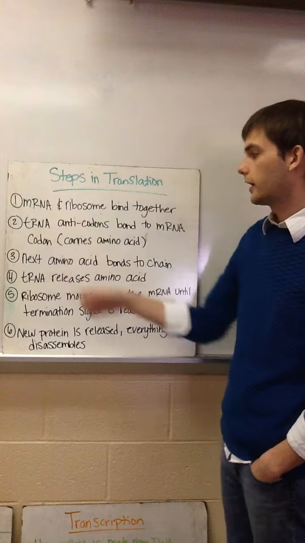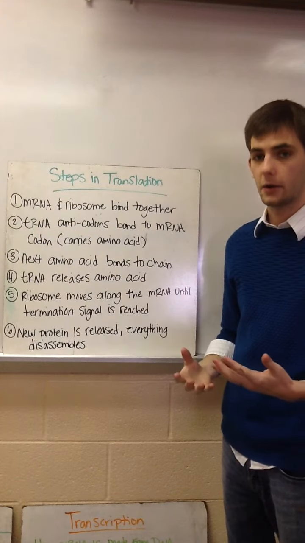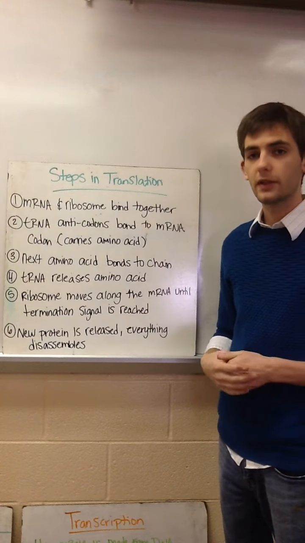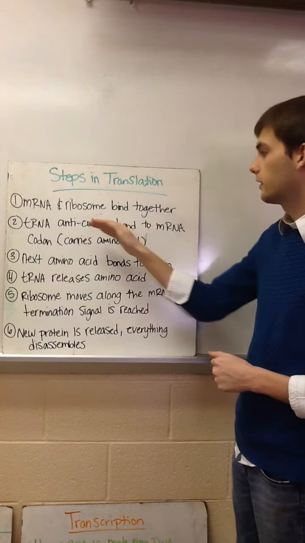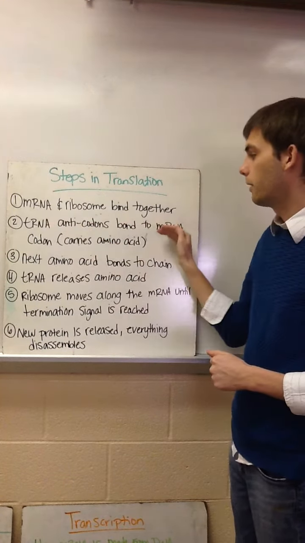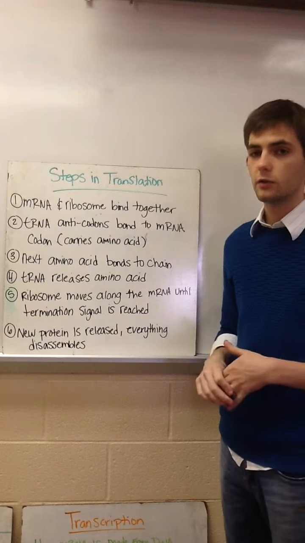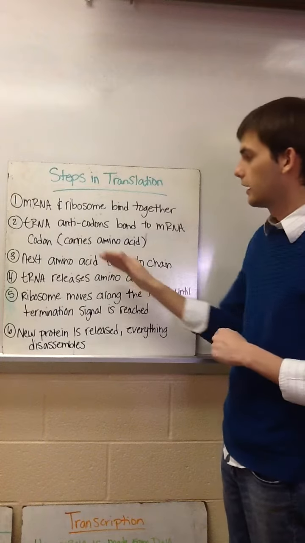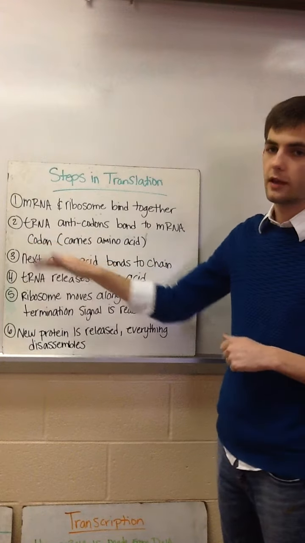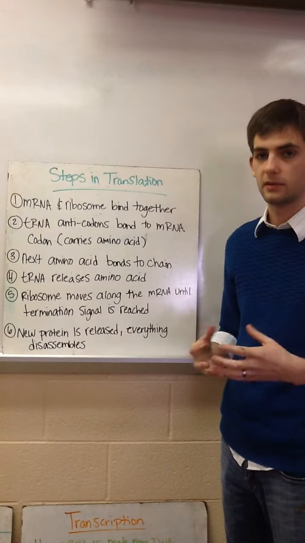The tRNA has what are called anticodons. That's the 3-letter base pair that's the opposite of the codon. And the tRNA will bond to the mRNA codon. So the tRNAs are found floating in the cytoplasm, and the anticodon is how it finds that specific codon.